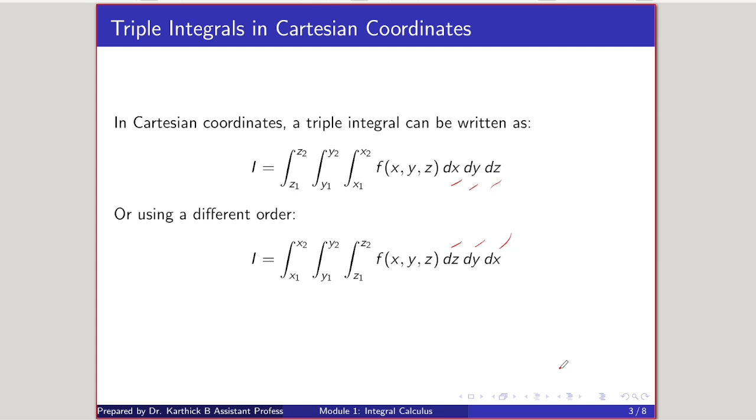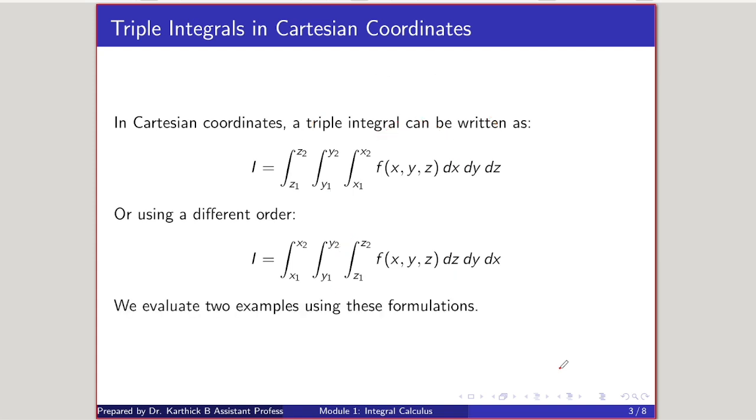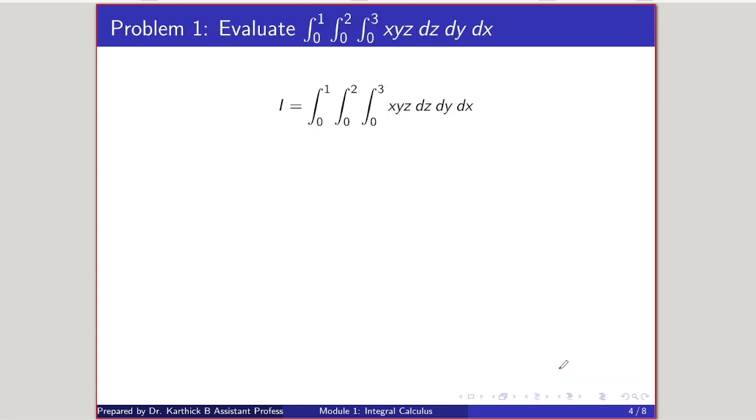So the limit of x will be x1, x2. Here it is in the general way, and dz will be of z2. So this is the inner integral. After evaluating this, we will go for y. At last, we will integrate the resultant function with respect to x, same as the double integral problem. Now we go for the problem.